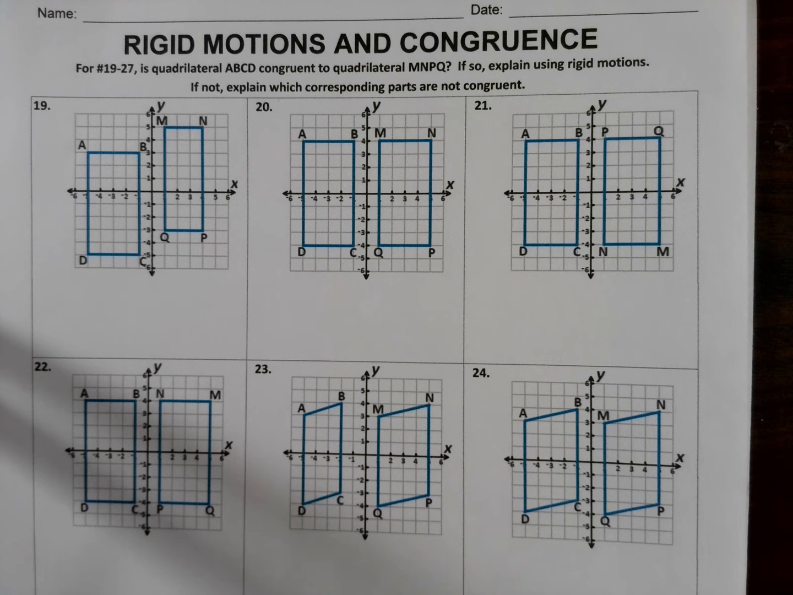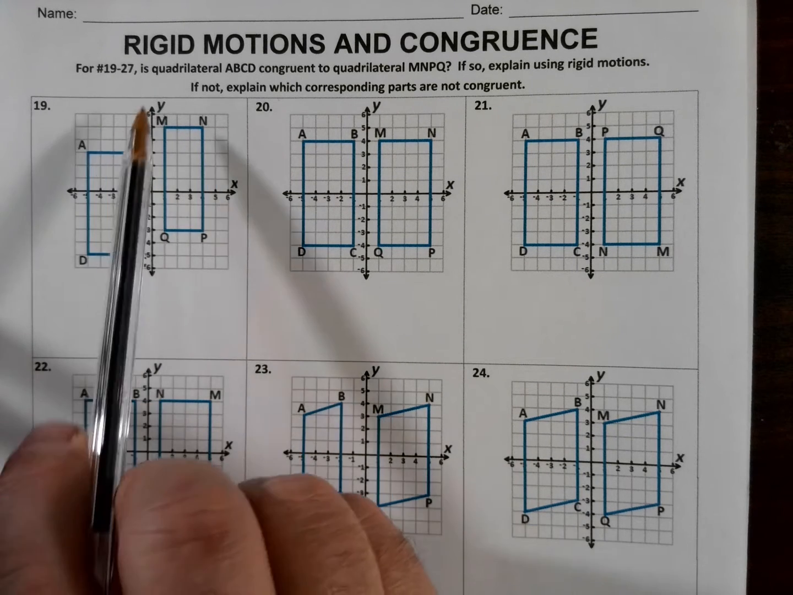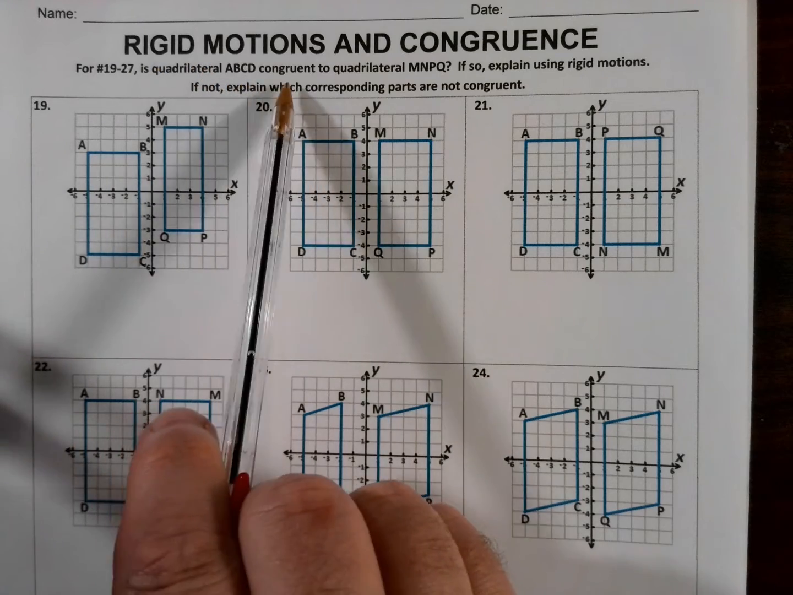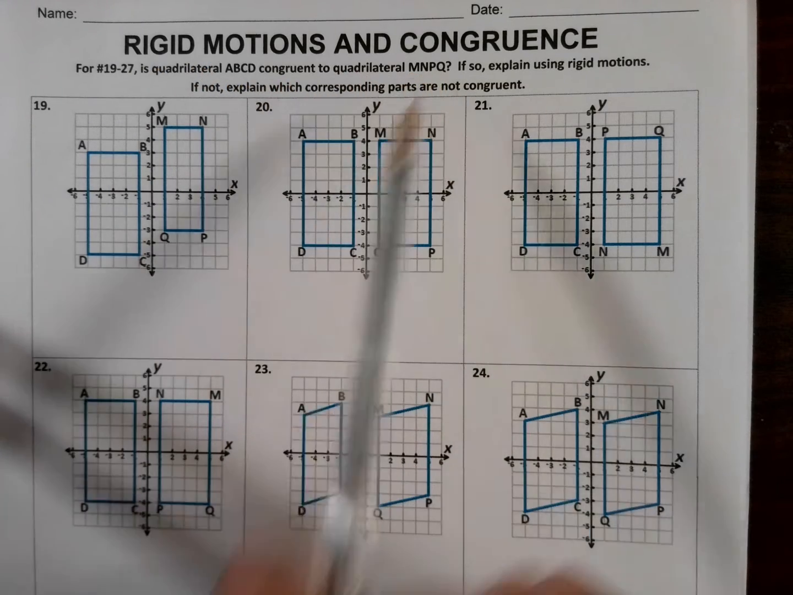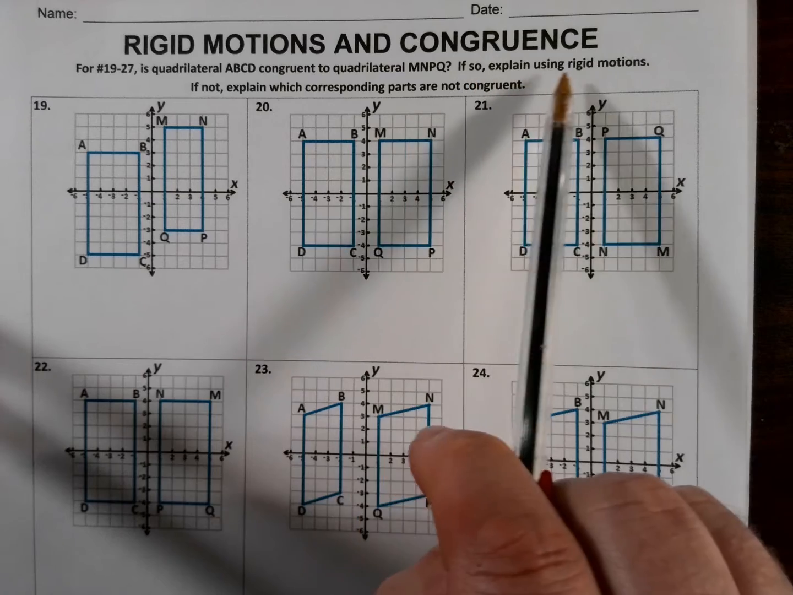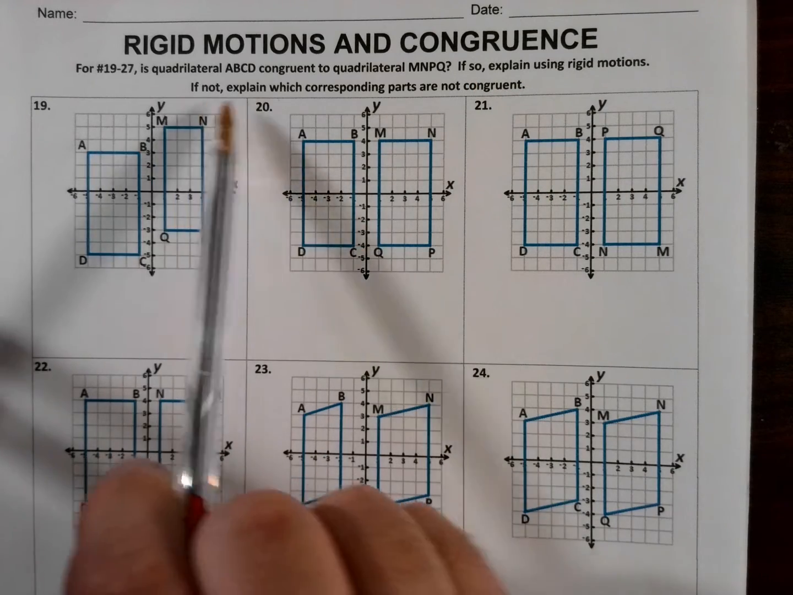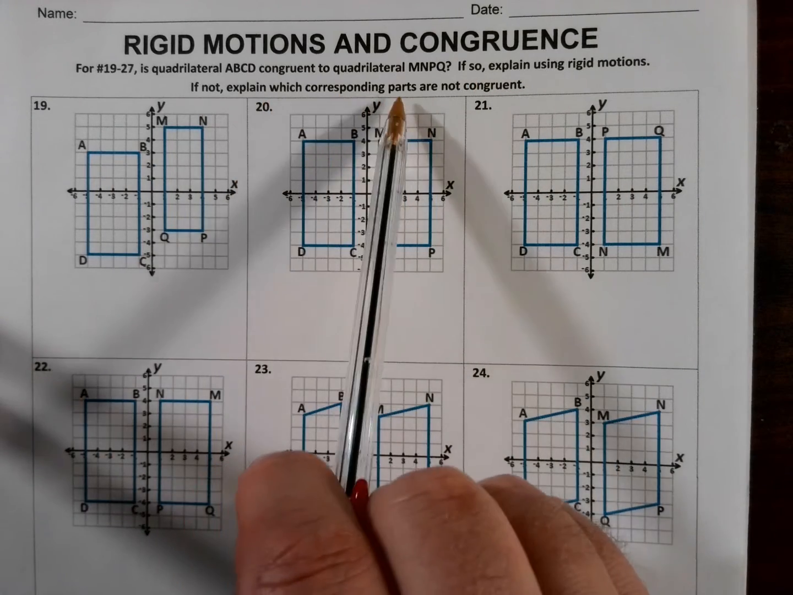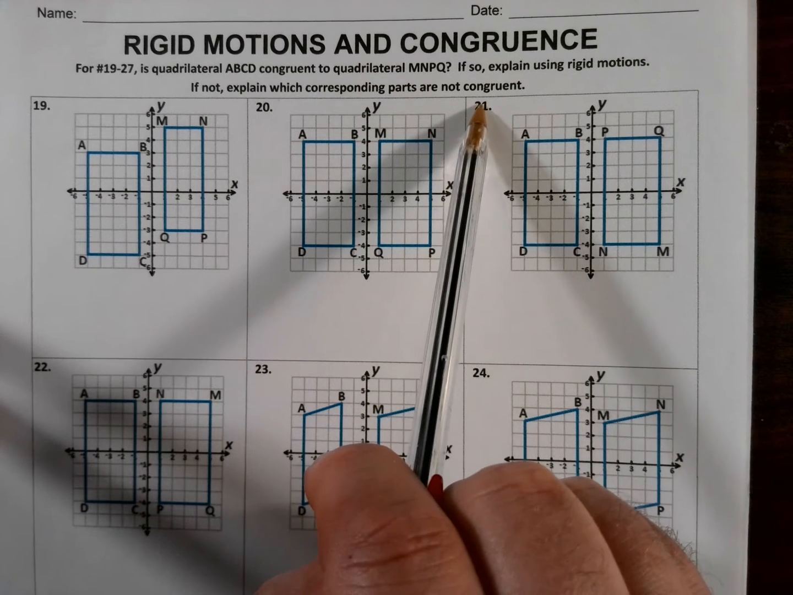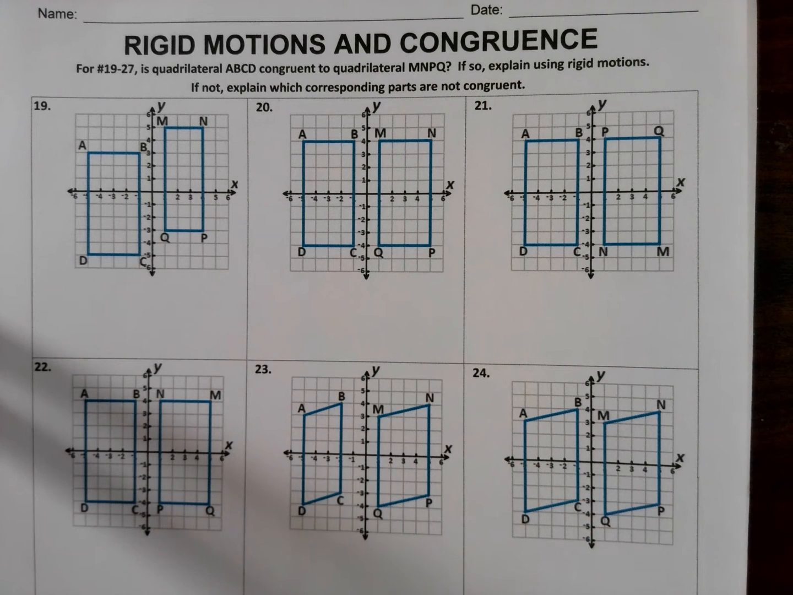Rigid motions and congruence, numbers 19 to 27. Is quadrilateral ABCD congruent to quadrilateral MNPQ? If so, explain using rigid motions. If not, explain which corresponding parts are not congruent. So the behavior of one point is the behavior of all.